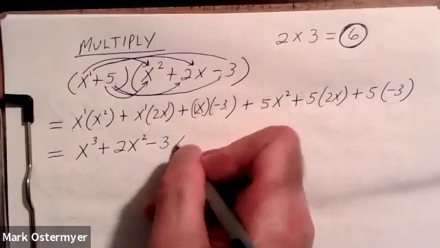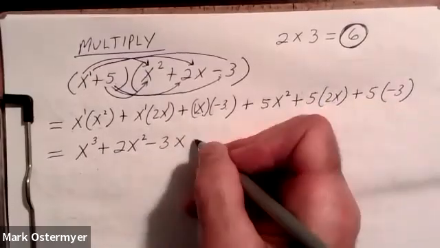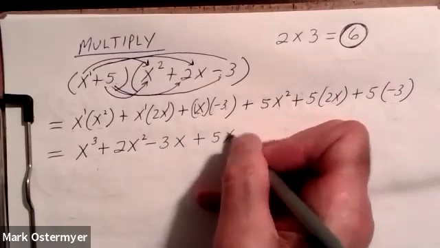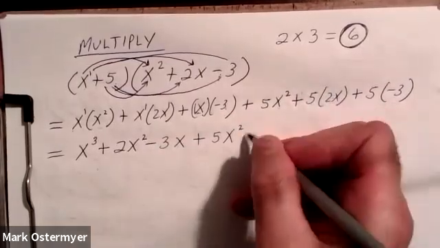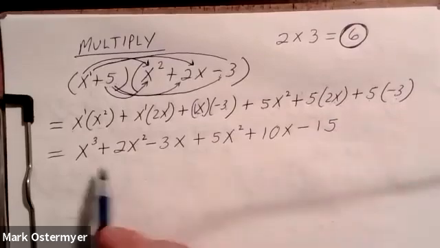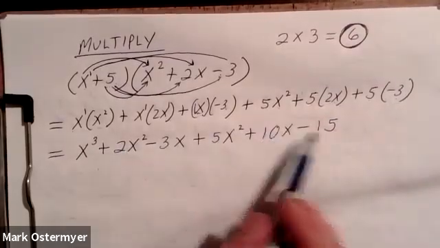-3x. Minus 3x. Plus a 5x squared. 5 multiplied by 2x is plus a 10x. 5 multiplied by -3 is minus 15. Everybody understand? 1, 2, 3, 4, 5, 6 products.